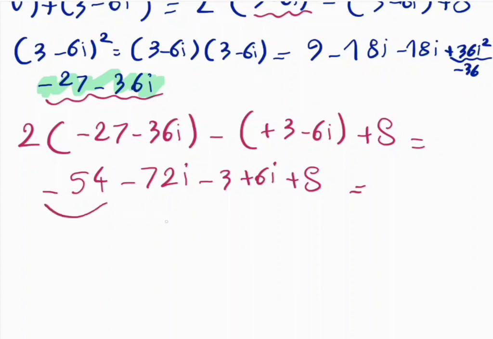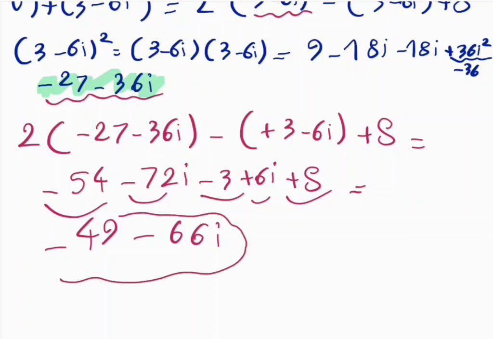So minus 54 minus 3 plus 8 gives us minus 49, and minus 72i plus 6i is minus 66i. And this is the final answer.